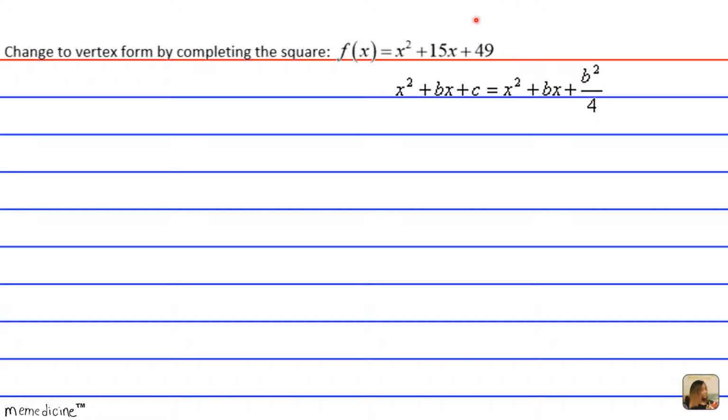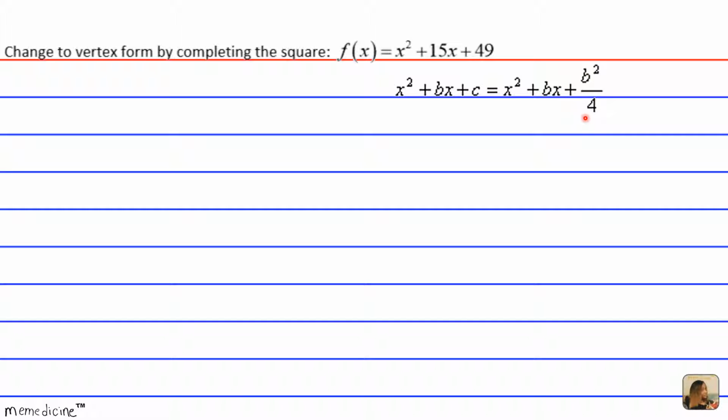And we see here that 49 itself is a perfect square because 7 times 7 gives you 49, but 7 plus 7 doesn't give you 15. It's one shy of 15. It gives you 14. So we're going to have to do a few things to change this into a perfect square.